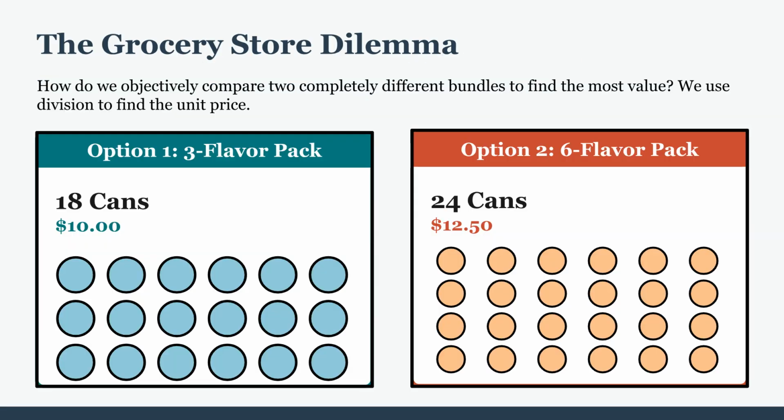Imagine a grocery store dilemma. You have two different bundles and need to find the best value. By calculating the unit price using division, we can compare these bundles objectively.